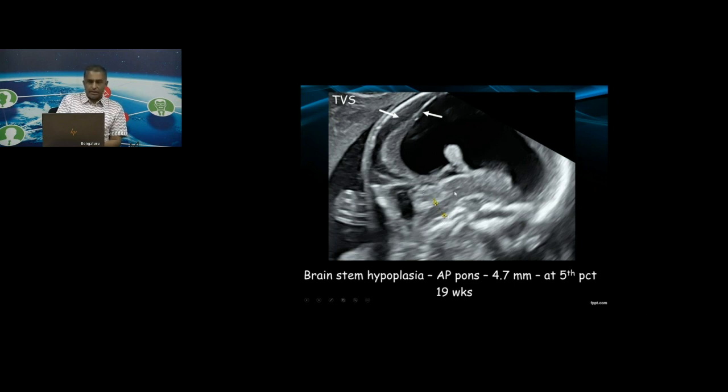That's the vermis. This is the brainstem. You have the thalamus, you have the midbrain with its dorsal hump, and you have the pons. That's the brainstem. And the pons should have a distinct front, the anterior or ventral belly, a projection there, and that belly is clearly missing. So when I do an AP width of the pons, this is 4.7 millimeters. And if I look at the pontine charts at 19 weeks, this is 5th percentile. Therefore, not only is there a cerebellar hypoplasia, there is also a pontine hypoplasia.